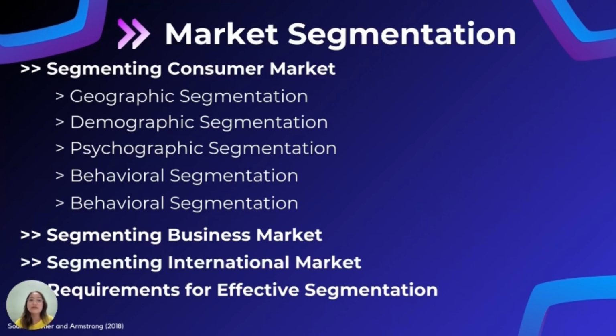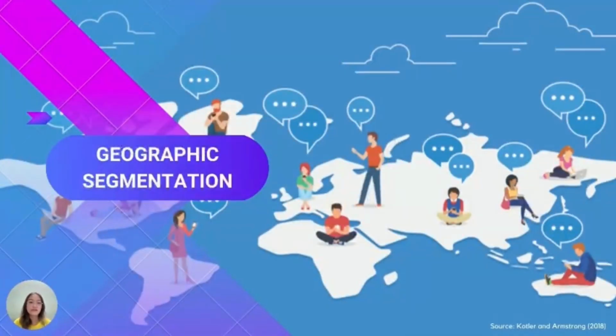First, we will talk about segmenting the consumer market. The first variable I want to mention is geographic segmentation, which is the division of the market into multiple groups based on geographical factors, such as nation, region, state, cities, climates, etc. For example, each country has its own national language, so when Apple wants to enter the Vietnamese market, they have to install the Vietnamese language in their products.